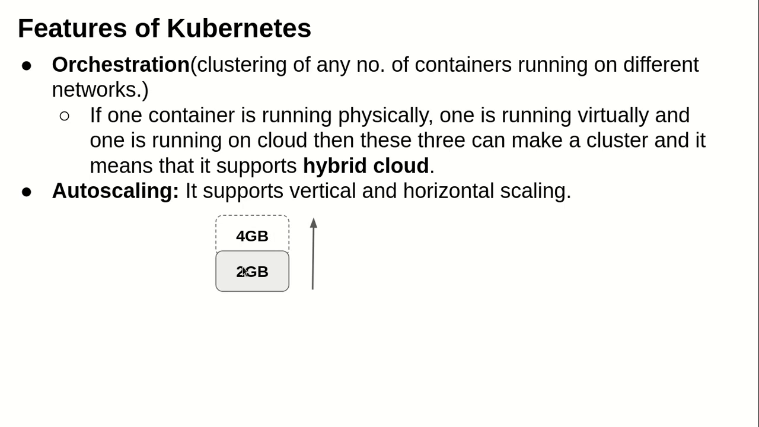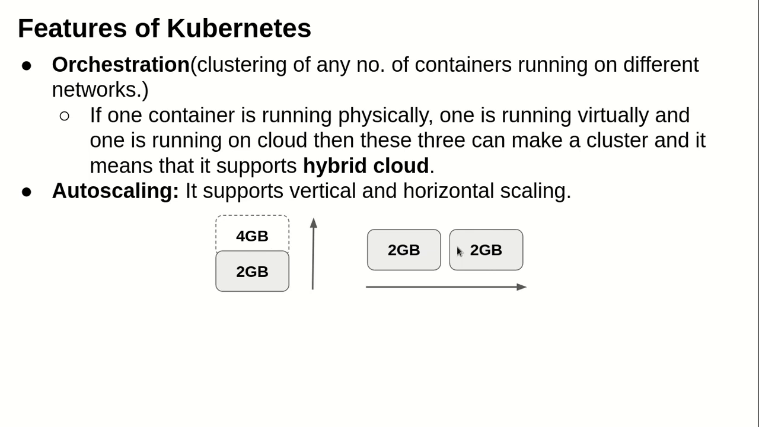But if you want to horizontally scale this container, let's say this is a container of 2 GB size, you will add another container. So in vertical scaling, you just increase the size of the container, but in horizontal scaling, you add another container. You need to keep in mind that horizontal scaling is preferable. Why? Because there is a limit to increasing the size of a container. You cannot increase the size of the container beyond some limit. But you can add containers without any limit.